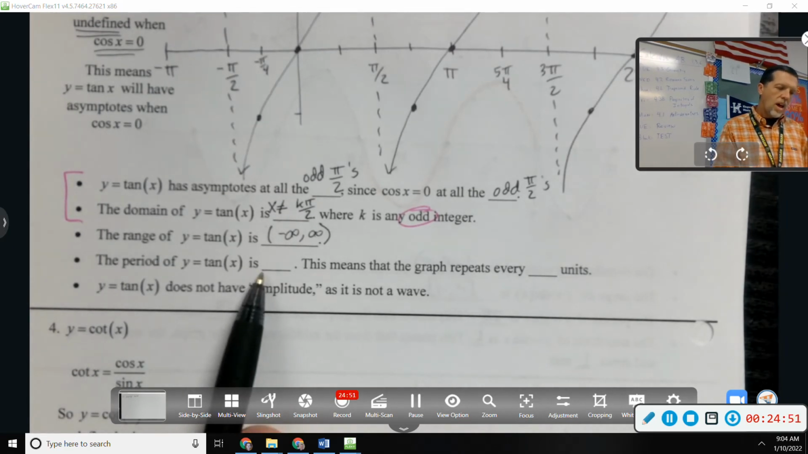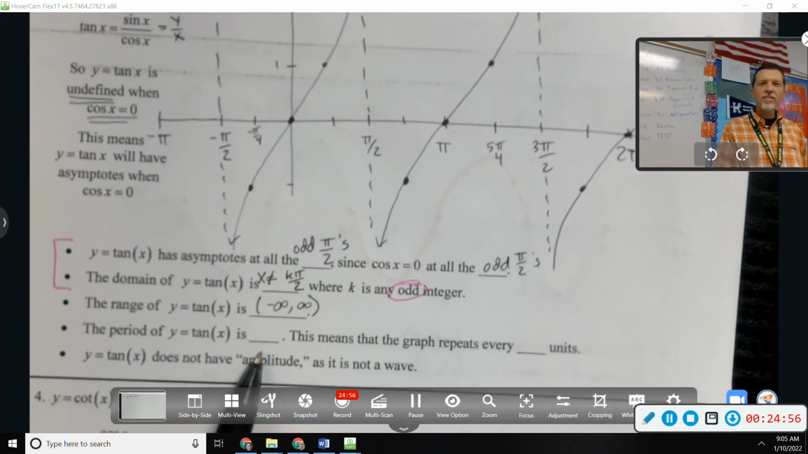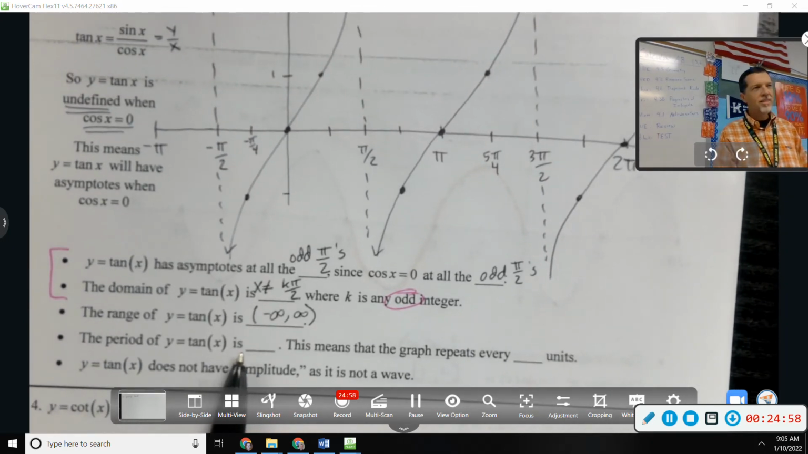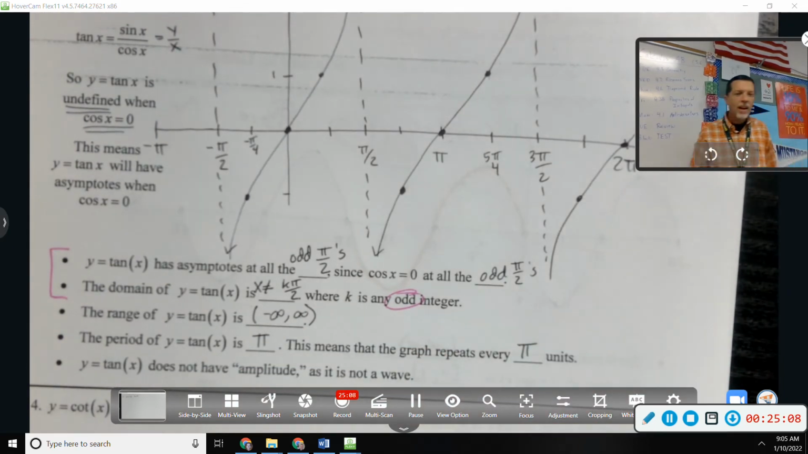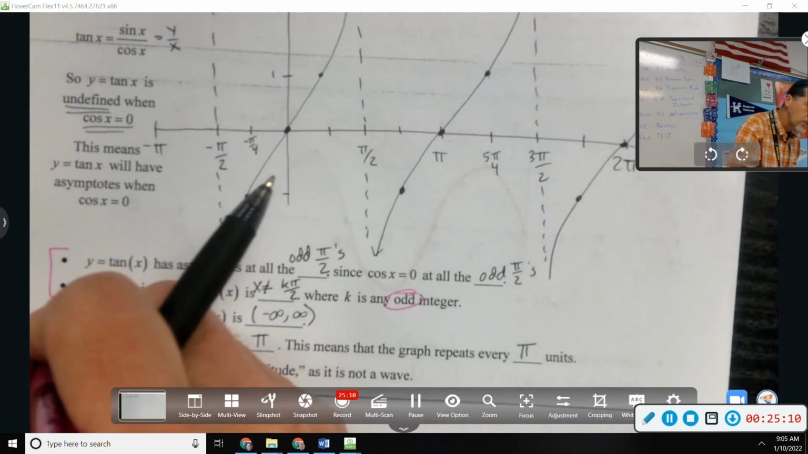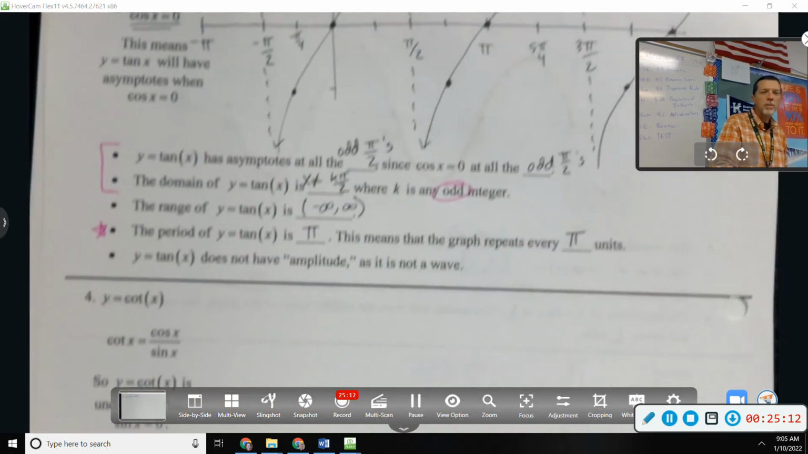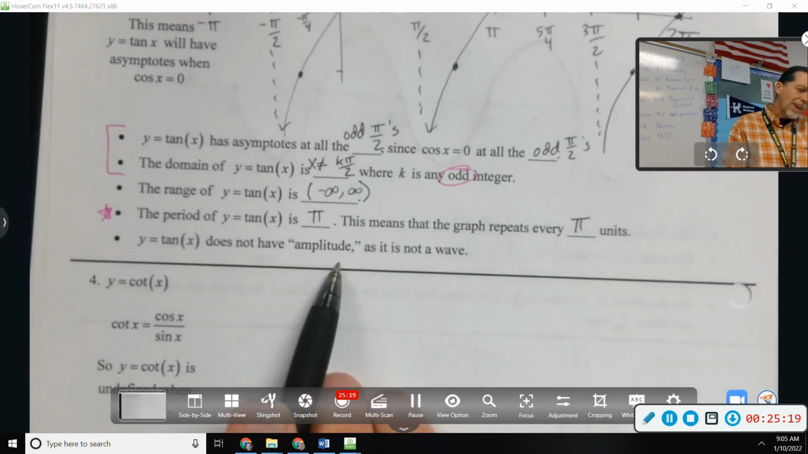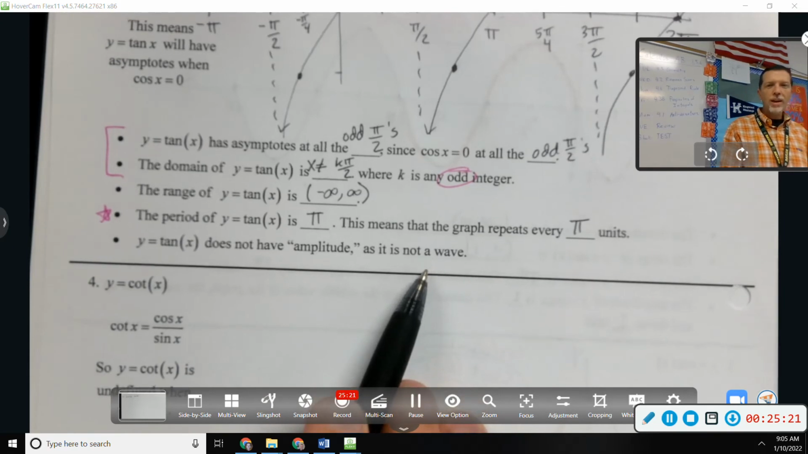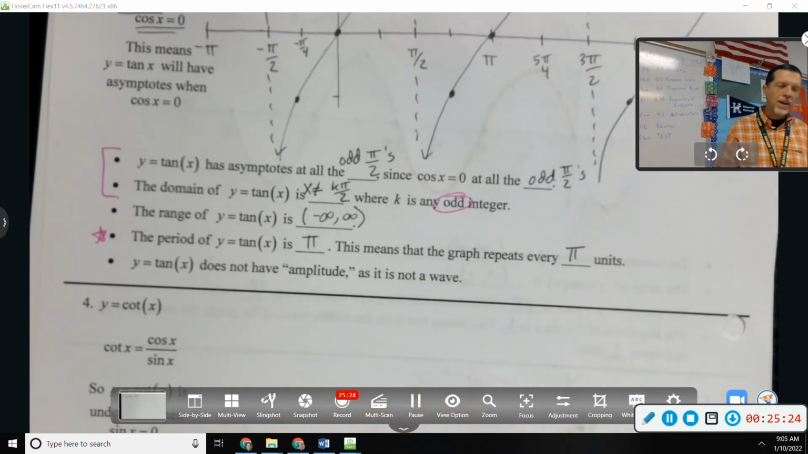How about the period? How much of the graph do you need to see the whole graph? That's one way to phrase the period. How often does it repeat? Every pi. Good. It repeats every pi units. That's a key difference between sine and cosine. I mean, the graph obviously looks different, but among properties, that's a key difference. It repeats every pi rather than 2 pi. And then it doesn't really have amplitude. Amplitude goes with waves, so amplitude doesn't really make sense for tangent.